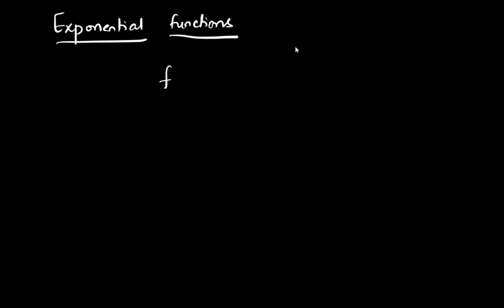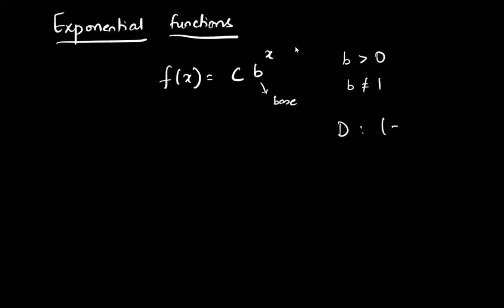So, you know that any exponential function is of this form, where c is some constant, a real number. This b is the base. The restriction on the base is that it has to be greater than 0. It cannot be negative, and it cannot be 1 either. Okay, so that's it. And the domain of all exponential functions is all real numbers. So there are three key points.